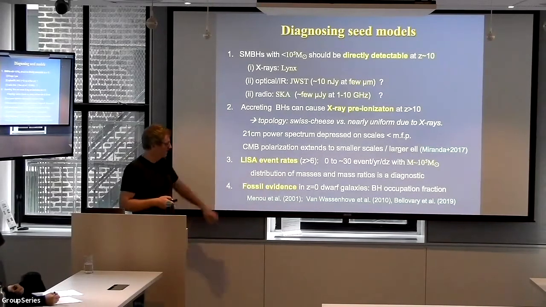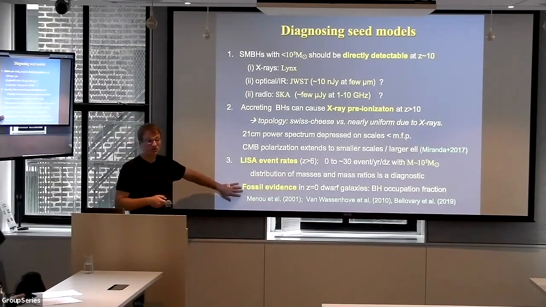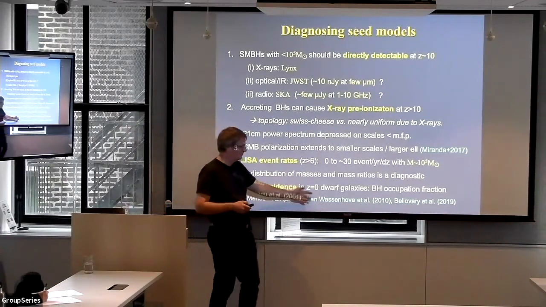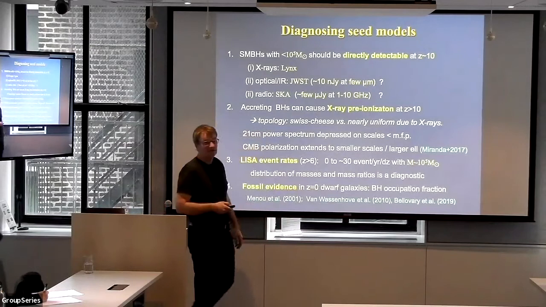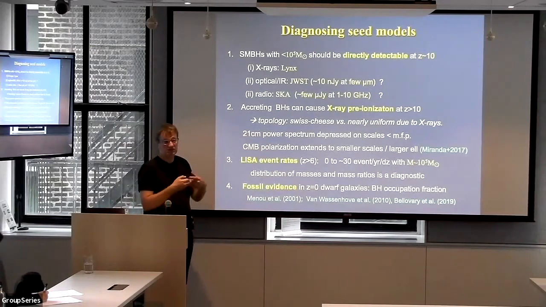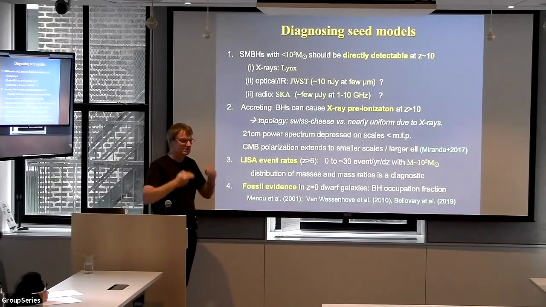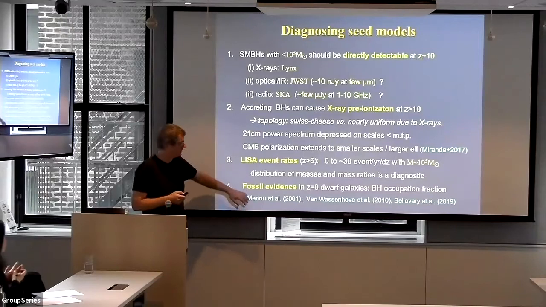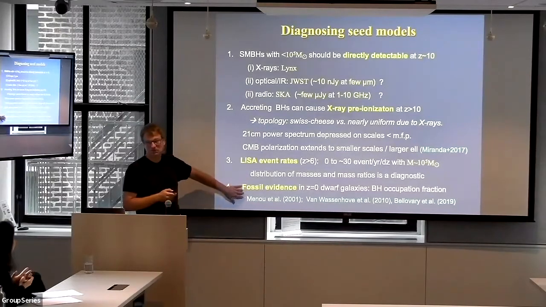Another way to go, which you'll hear about next week when Jenny Green comes to give the seminar next Friday, is that at redshift 0, the dwarf galaxies are the ones where some of these early black holes might still be located. These galaxies are old, so the demographics in these low mass galaxies at low redshift can also be helpful.